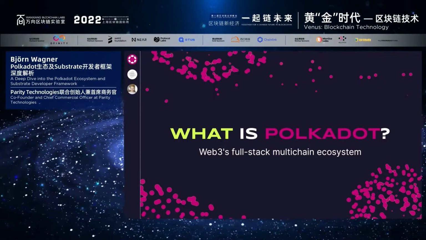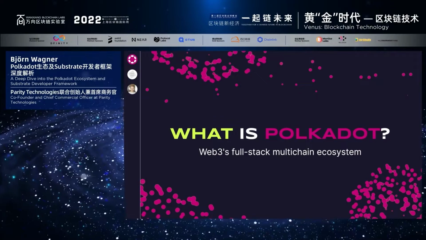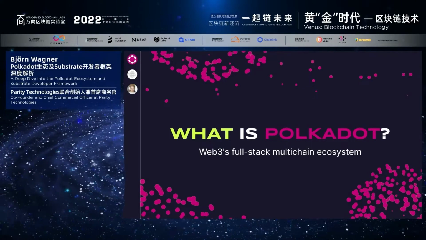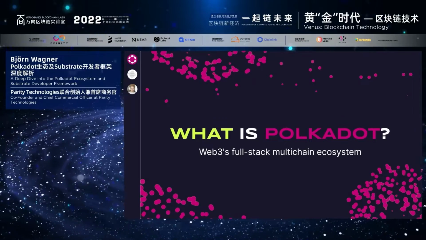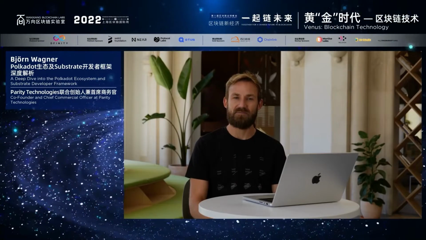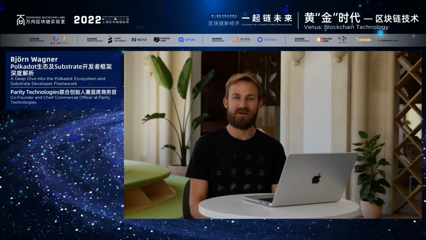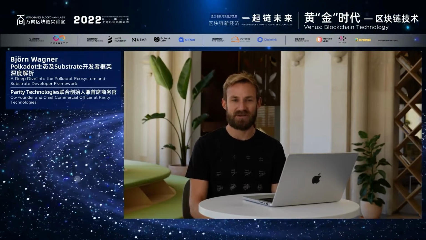So what is Polkadot? Well, in essence, Polkadot is a full-stack multi-chain ecosystem for building powerful Web3 applications and services. It is a multi-layered and multifaceted ecosystem that is continuously pushing the boundaries of what's possible with blockchain technology.